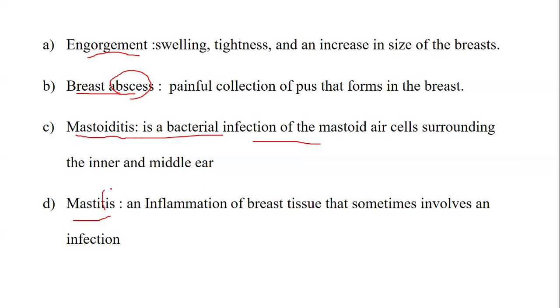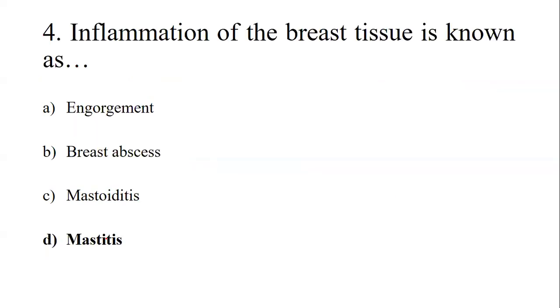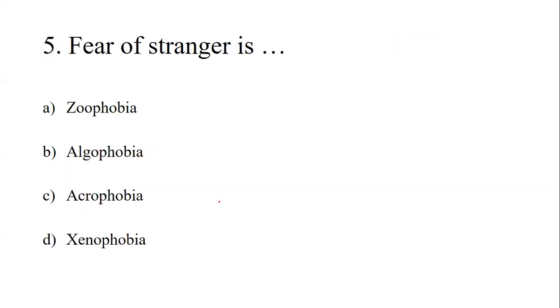Last option was mastitis. We know that itis means inflammation or infection. Inflammation of breast tissue that sometimes involves an infection. So this is called mastitis. Our question was inflammation of the breast tissue is known as: first option was engorgement, next was breast abscess, mastoiditis, and mastitis. The correct option was option D, that is mastitis.